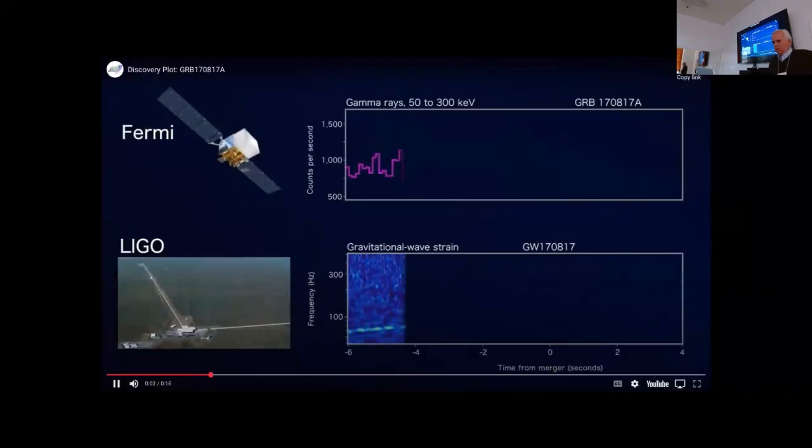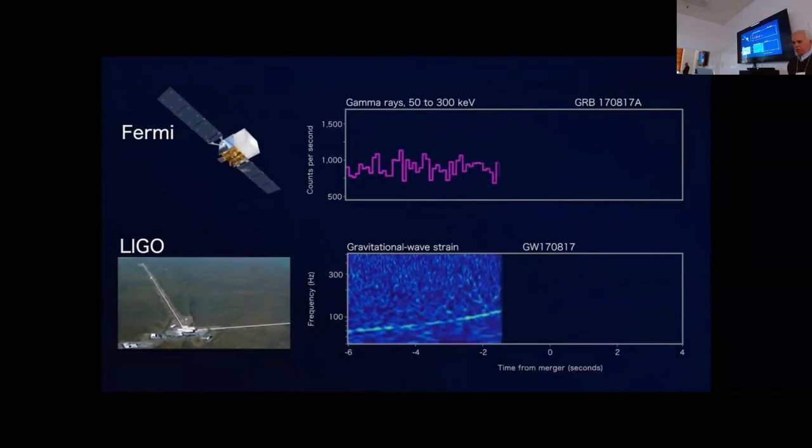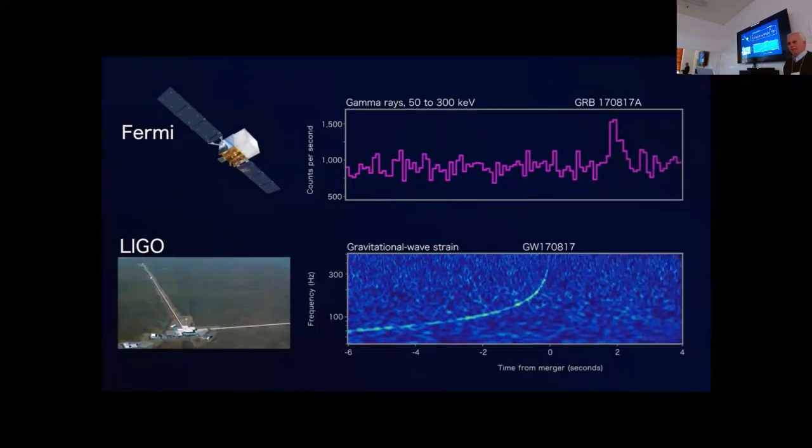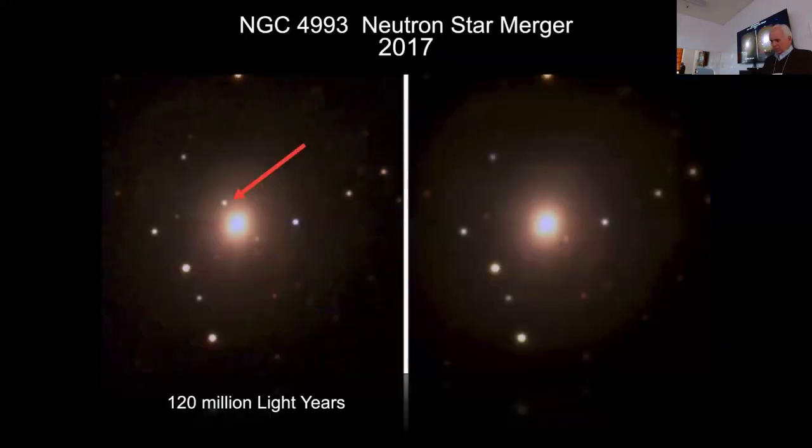And you'll see that the gamma rays came in a couple of seconds after the gravitational wave signal. There. And this event was also detected by ground-based telescopes. And here's the before picture, and then that neutron star collision caused this light. And that's 120 million light years away. And again, because a black hole wouldn't give off any light, we knew this was something else. It was the collision of two neutron stars.